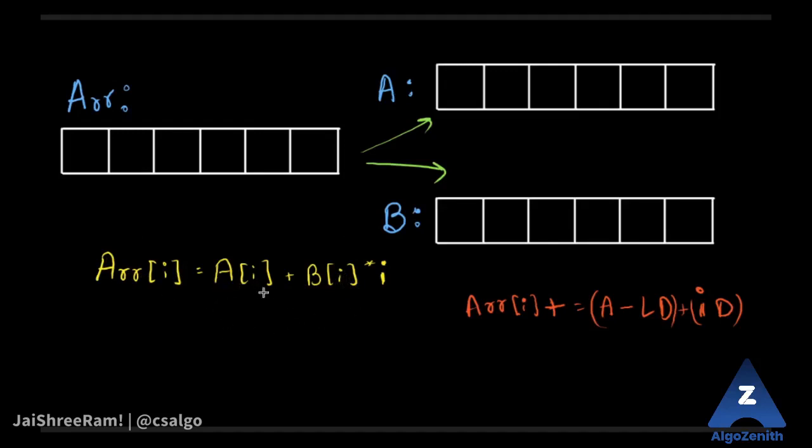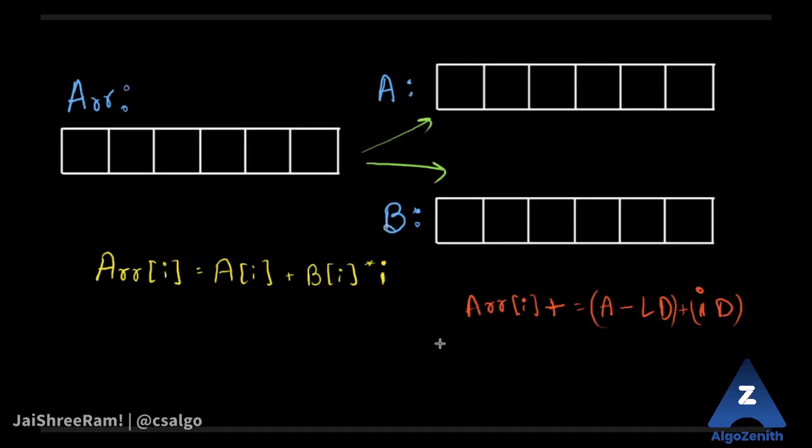We would be using this relation, A of I plus B of I times I, as the combining rule: once we have these two arrays, we combine them in this fashion, and A of I plus B of I times I will finally be the value of ARR of I. So we try to build the A and B arrays and then get the final array ARR.